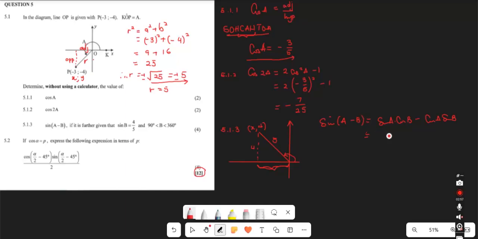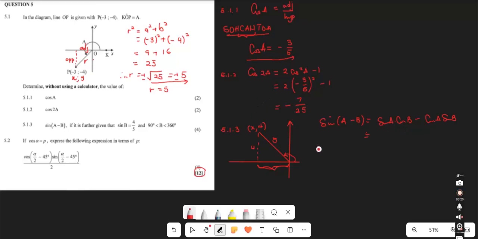So sine A also. Do we have cos B? No, we don't have cos B. We only have sine B and cos A. So now we need to find x. We can use the x to find our cos B. So now I've shown you guys the first question.